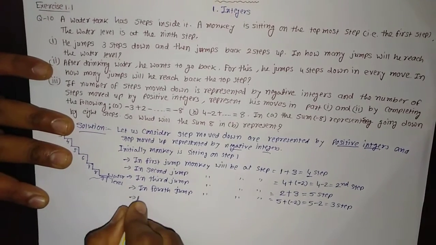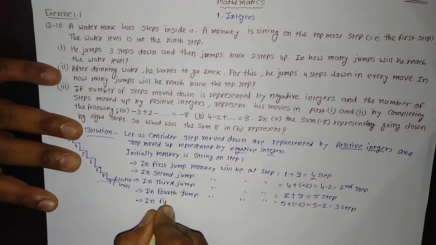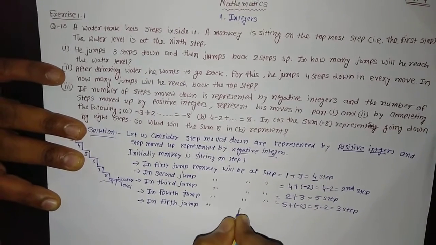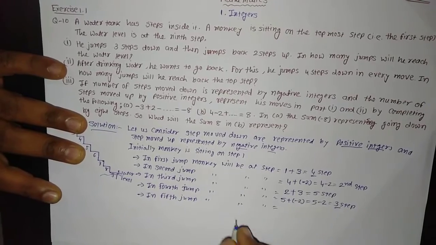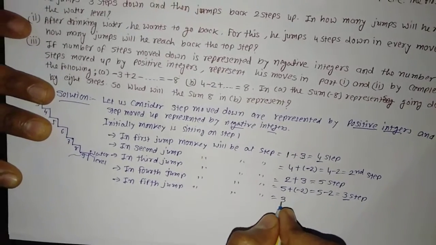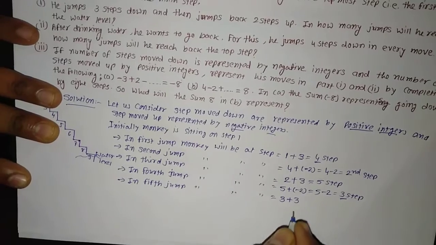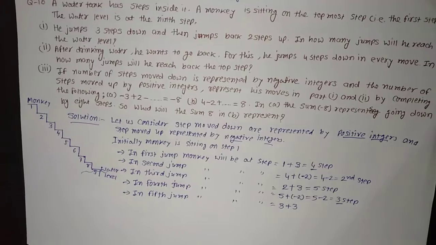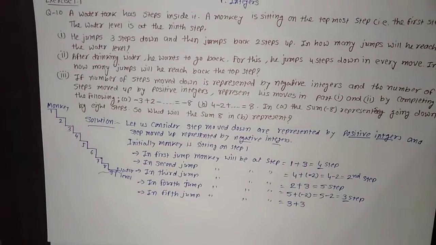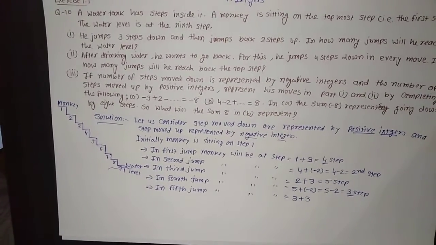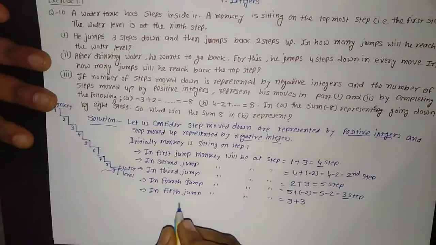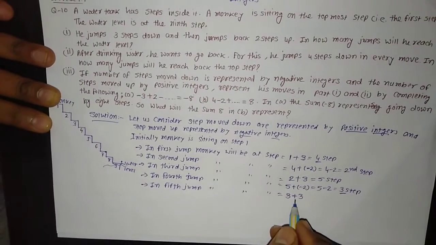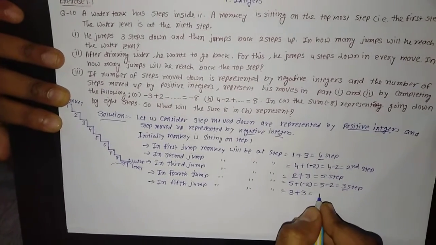Again in 5th jump, where will be the monkey? On the 4th jump monkey was on 3rd step plus again 3 goes down. When monkey is going down, we are representing it with the positive integer, and when monkey jumps up, we are representing it with the negative integer. So again monkey came up 2 steps and reached on the 3rd. Again monkey goes down. So 3 plus 3 is equal to 6 step.